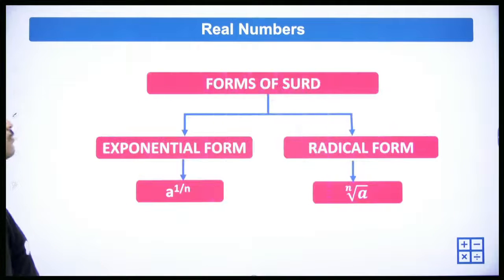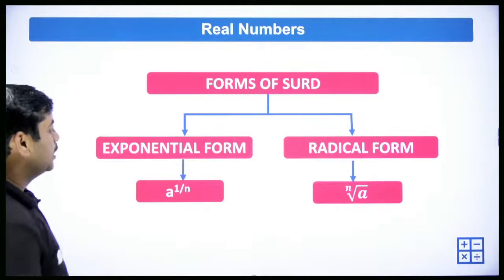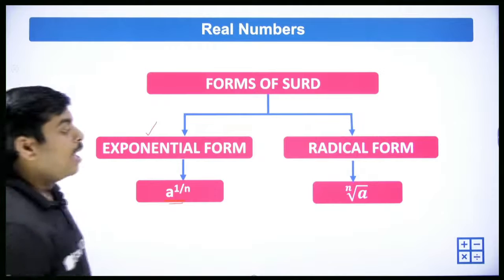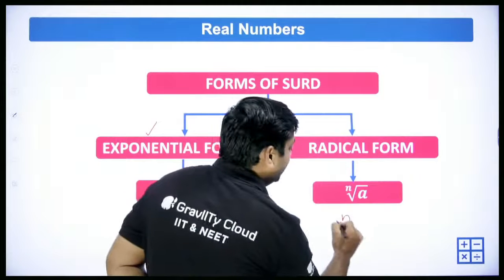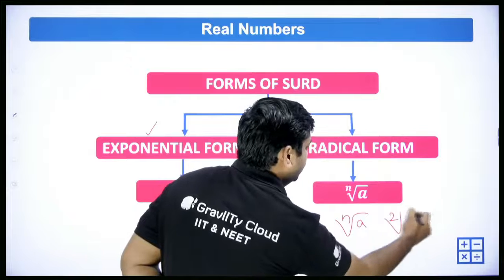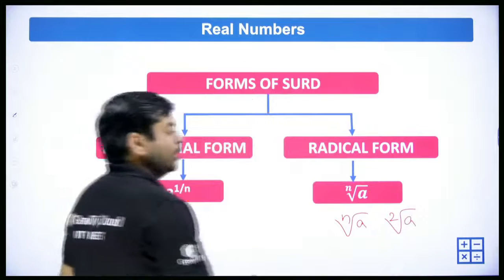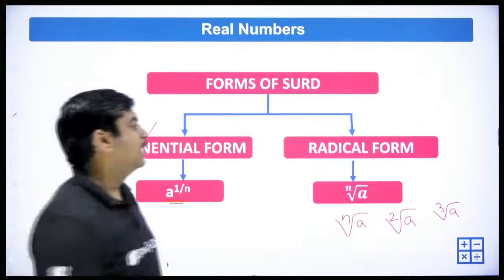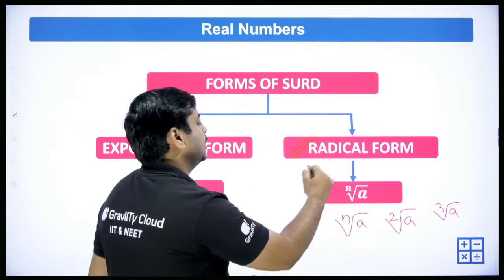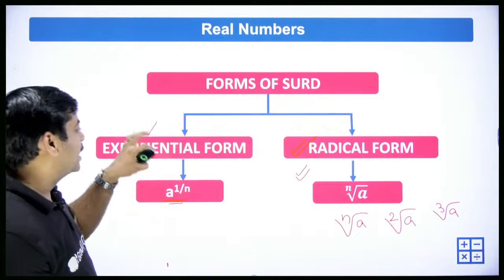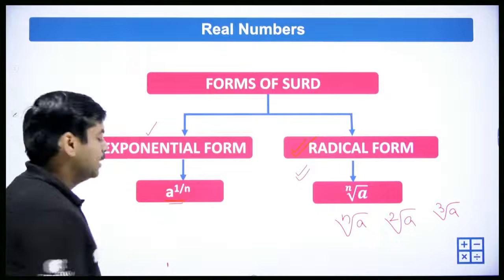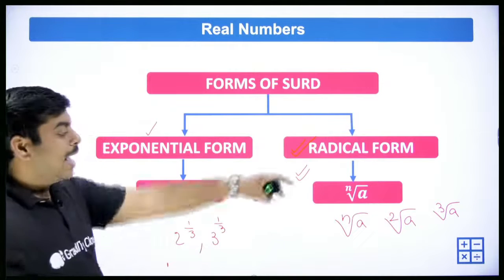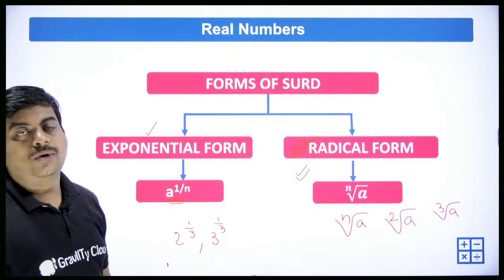Let's try to understand more applications of surds. When you're talking about surd, sometimes we write in a power 1 by n. This is called exponential form, which we have discussed previously. And sometimes we write nth root of a. Square root of a, cubed root of a, fourth root of a, 10th root of a, any number, right? So that is a radical form. This is exponential form, a power 1 by n. Like 2 power 1 by 3, 3 power 1 by 3. These are called exponential form, and this is called radical form.